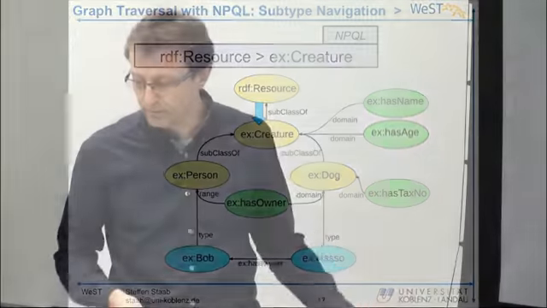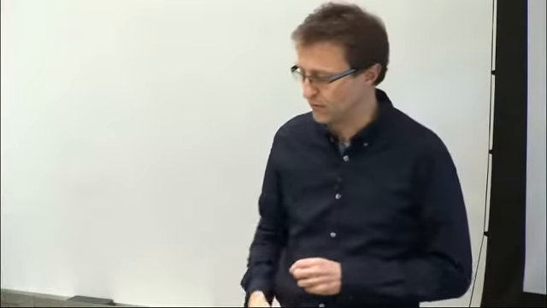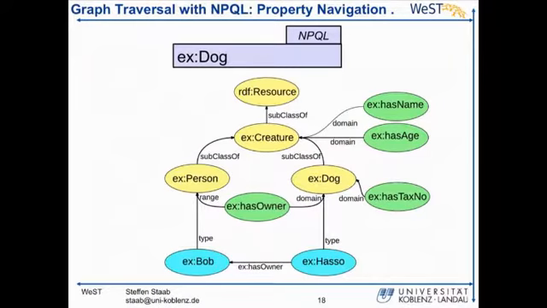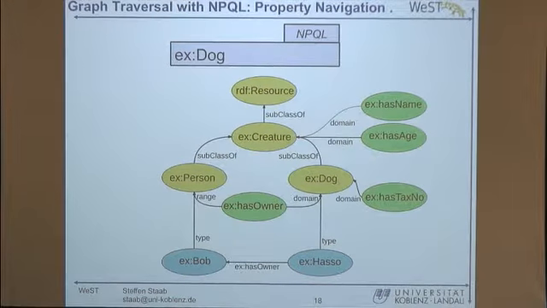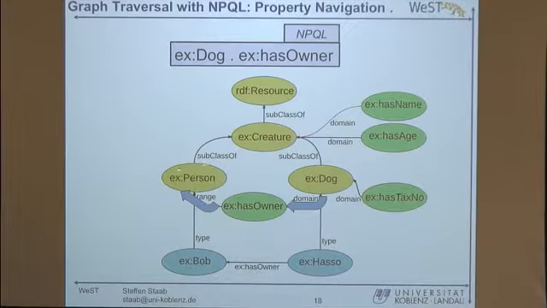So the first thing would be to say you want to explore this graph. So you start, let's say, with RDF resource, and then you have an operator here for subtype navigation, and then you go to creature. So you change from this context to this context. You go from one node in the graph to another node in the graph. This can become a little bit more complicated. You can start also at a different point of view, a different node in the graph. So you would start here with dog, and then you navigate along a property. Not very surprisingly, navigating over /owner, you land at the person node.